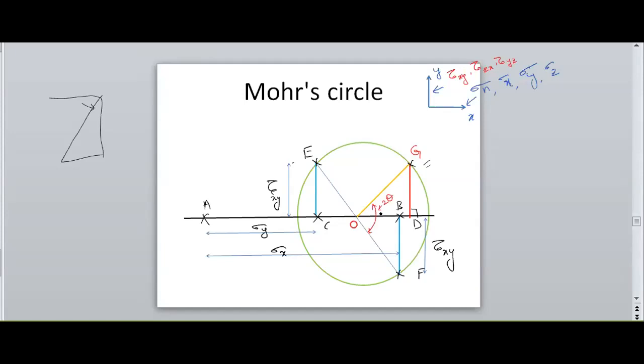Extend the ray. I know the angle only. I don't know the length. It is nothing but a radius again. OG is also a radius because G is also an outside point of the circle. We have outside points G, E and F, and the origin of the circle is O. So here we have found the G point.